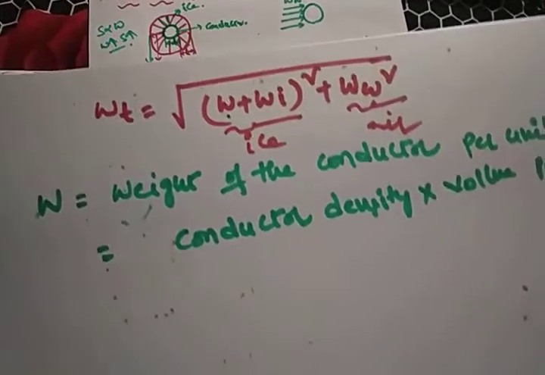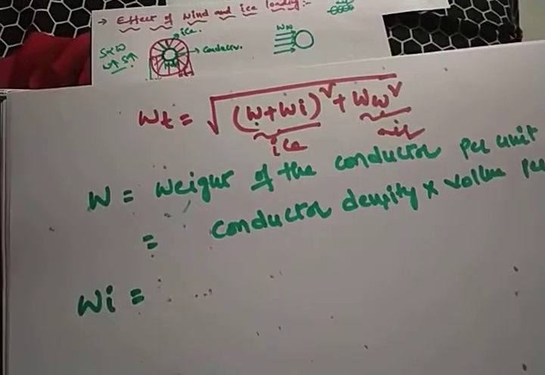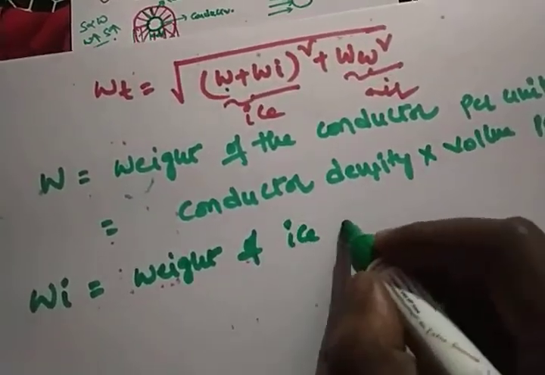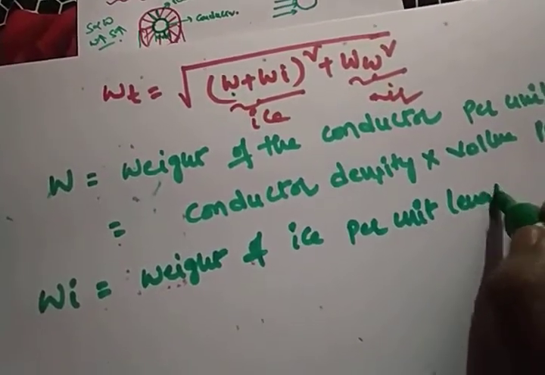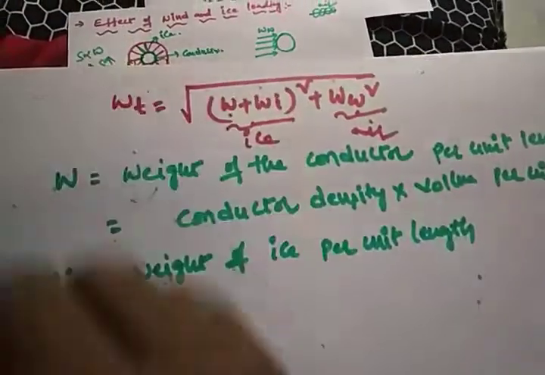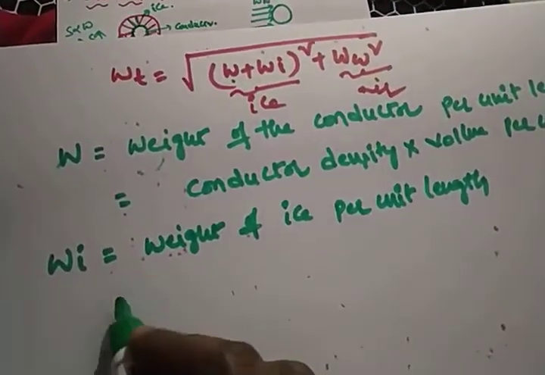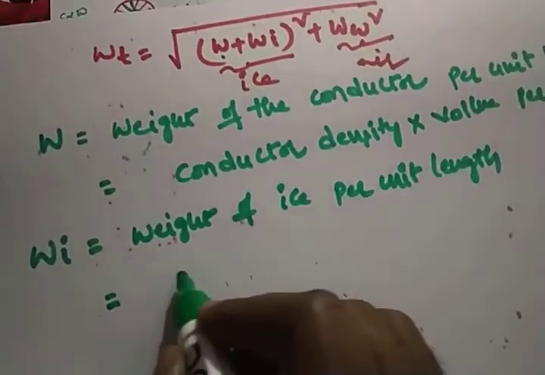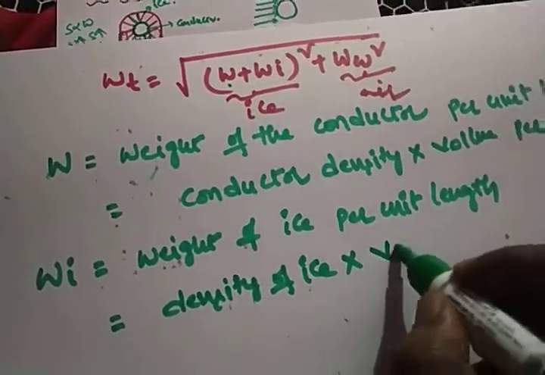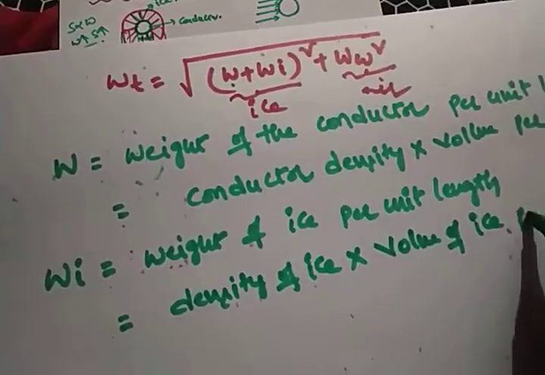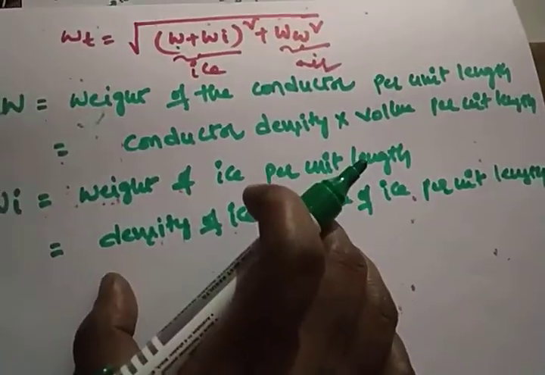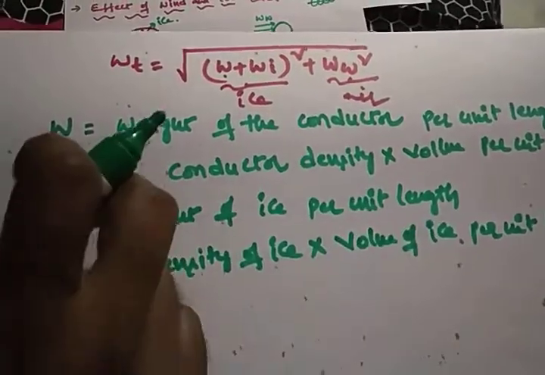Next, you have to calculate the weight of the ice. So what is the weight of the ice? WI means weight of the ice per unit length. If the weight of the ice per unit length is directly given, you directly substitute it here and calculate the total weight of the system. But the examiner won't give it directly. They'll give the density of ice into the volume of ice per unit length. So with the density of ice and the volume of ice per unit length, you substitute and find the value of ice loading.